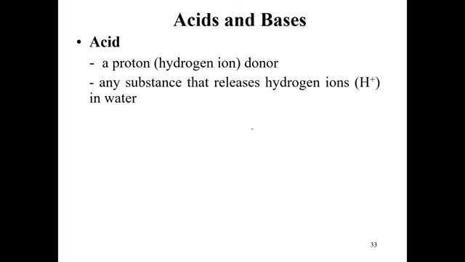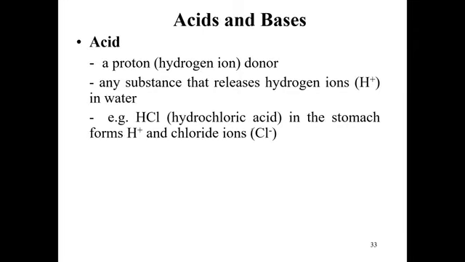Next, we have acids and bases. An acid is a proton donor, meaning it gives off hydrogen. It is any substance that releases hydrogen ions in water. Take for example hydrochloric acid in the stomach. Hydrochloric acid breaks down to hydrogen ion and chloride ion. Since hydrochloric acid gives hydrogen ion, it is called your acid.